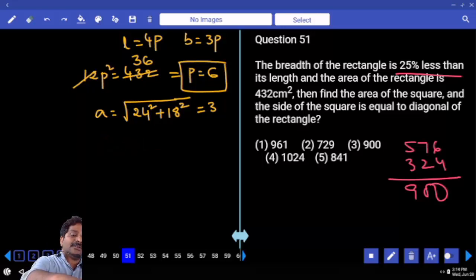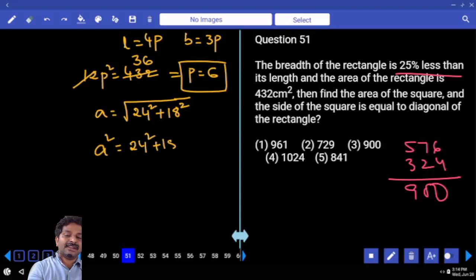Actually, when you know that A is equal to this much, A square is equal to, directly you can write 24 square and then 18 square, which is equal to 900. Square under root again, there is no need for all this, right?